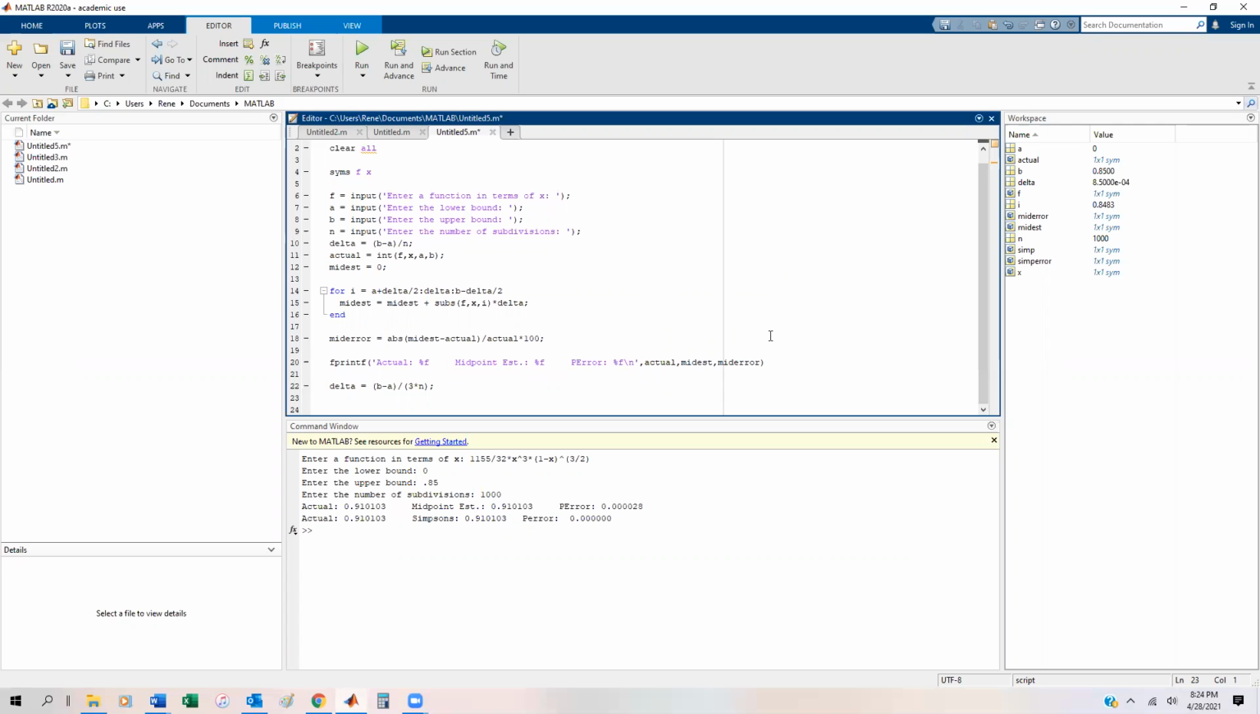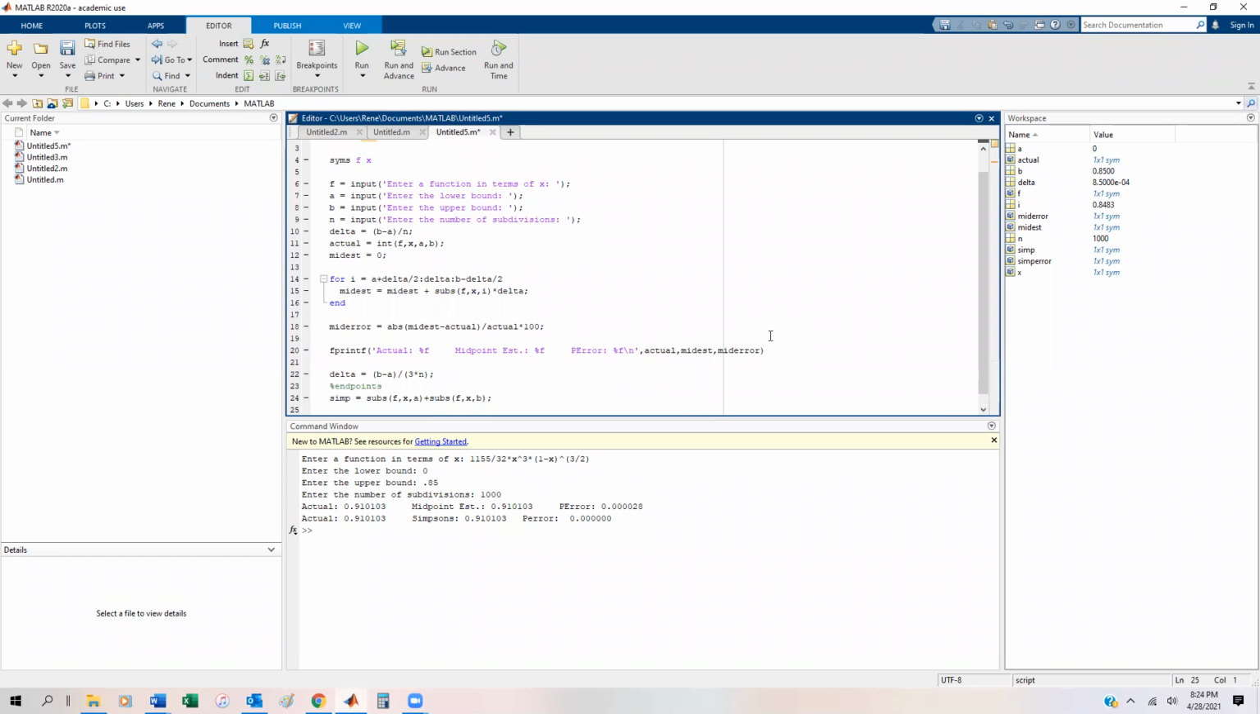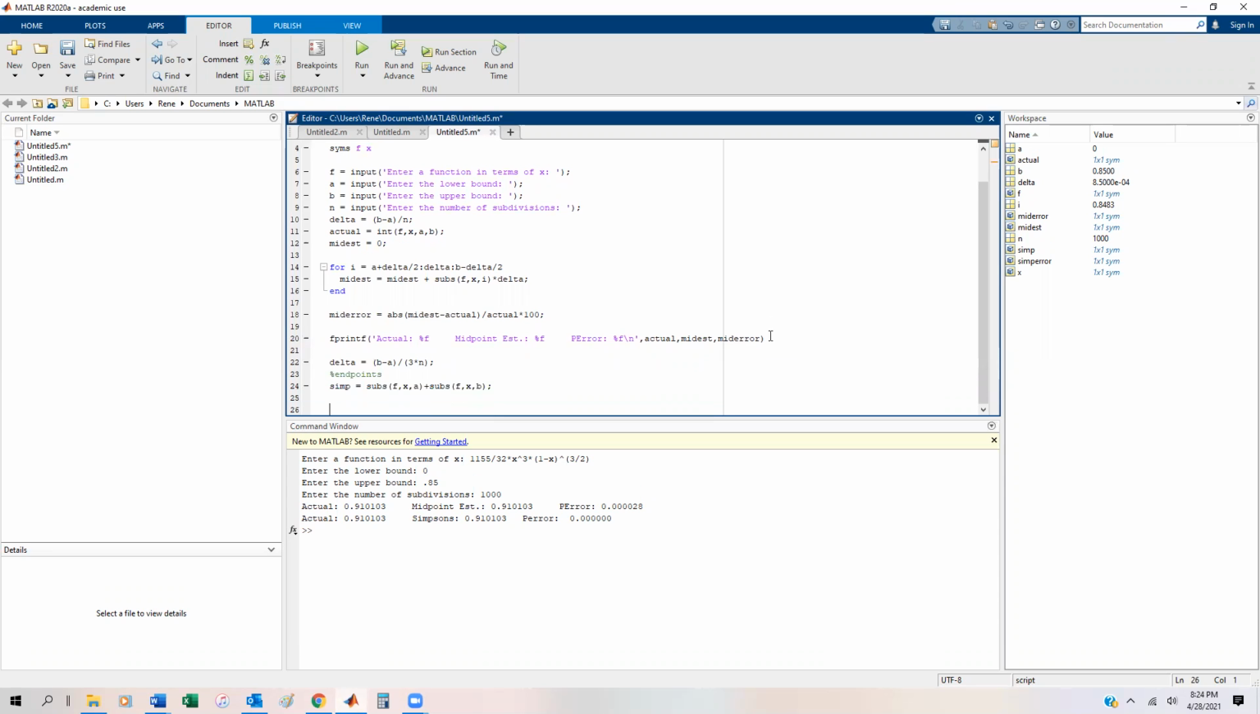And here's what I'm going to do. I'm going to do this in 3 parts. So this is going to be the endpoints. And I'm just going to call it simp. And simp is going to be equal to, when we substitute back into the function, the old value is x, and we're going to substitute the initial value a. And then plus, we're going to substitute back into f. The old variable is x, and the new value is b. And that's going to take care of the endpoints. And by the way, at the end, we can just multiply by delta to get where our Simpson's is going to be.